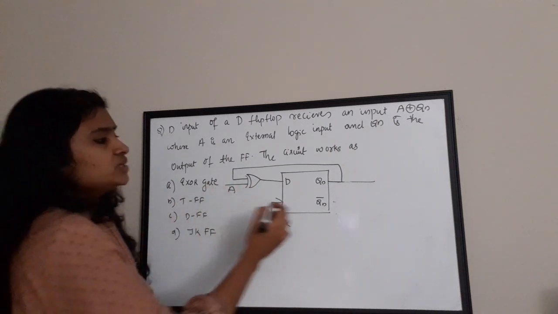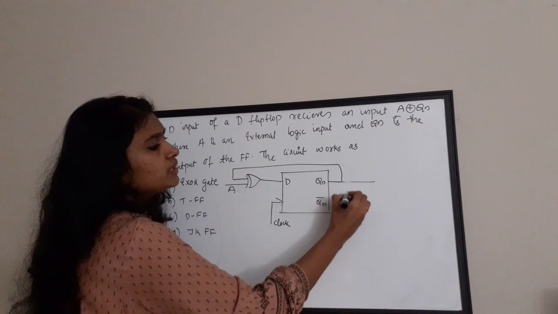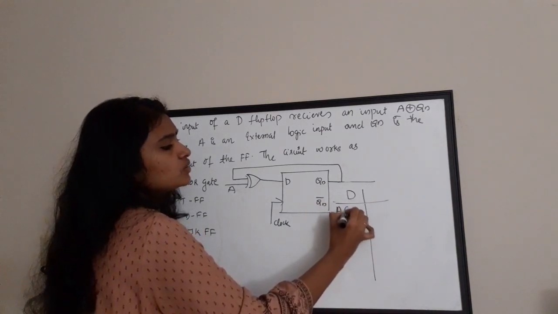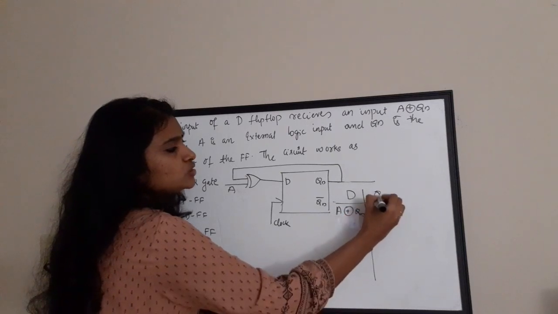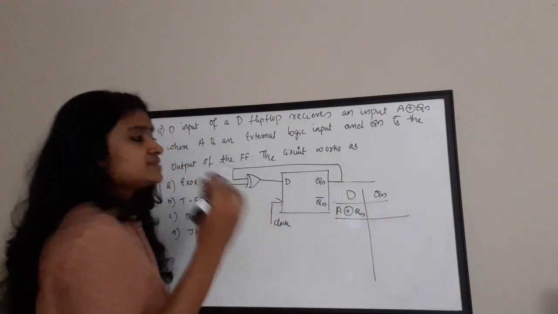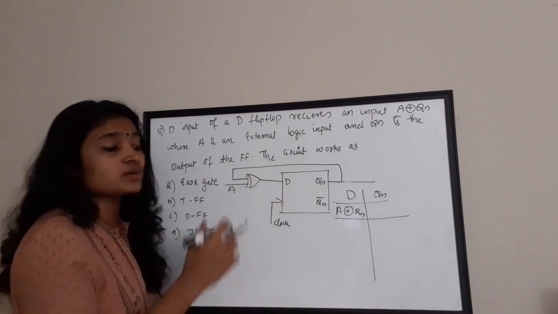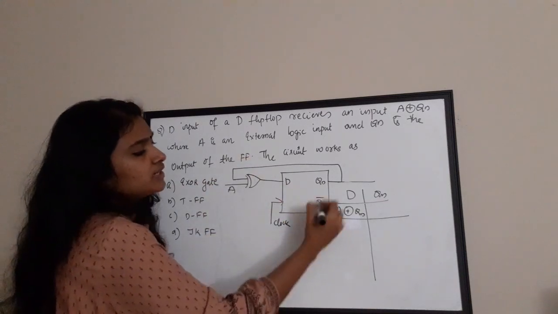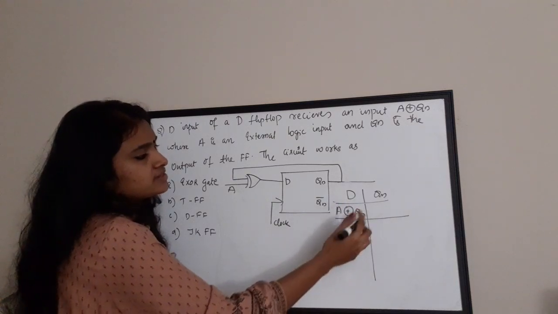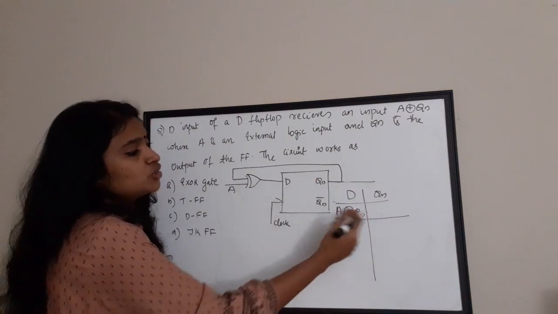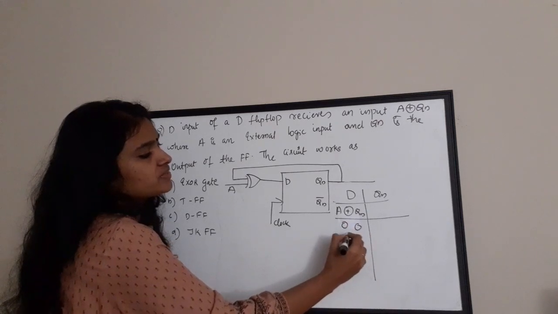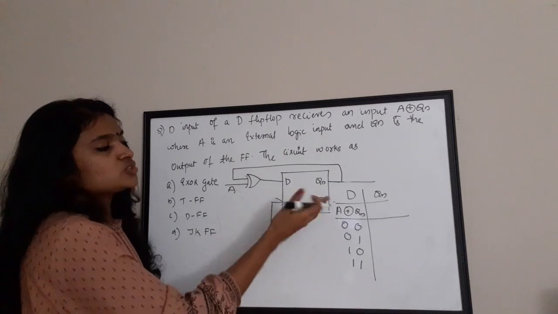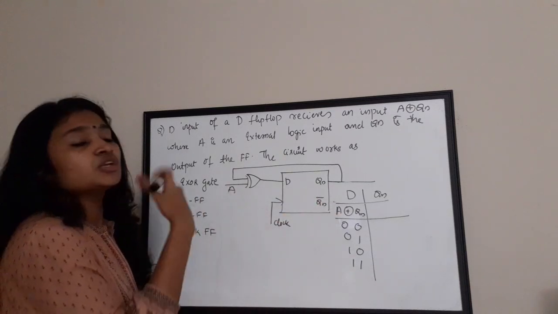Okay, so I'm going to write my truth table for the D flip-flop, where D is actually A XOR Qn and the output is Qn itself. Okay, so let us see how the value of Qn varies according to this XOR gate connected. So I'm going to take the values of A and Qn as 0, 0, 0, 1, 1, 0 and 1, 1. Okay, so I'm going to give these combinations for A and Qn.